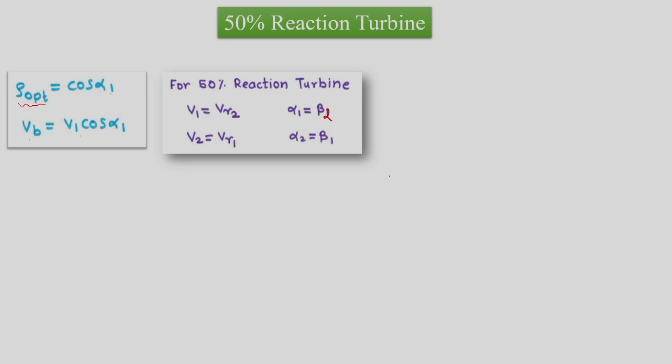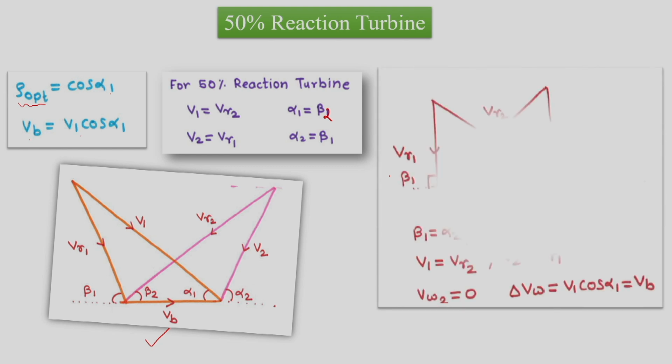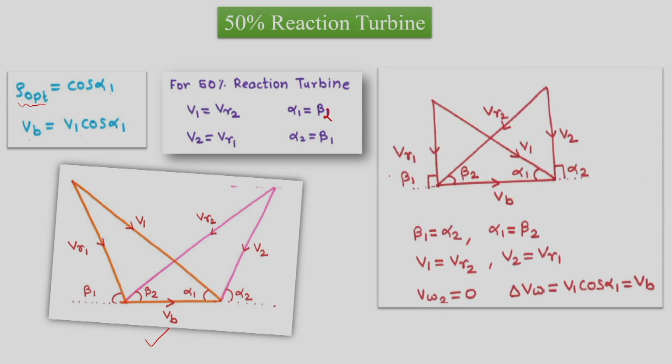So if we try to reconstitute the velocity triangle which was earlier like this, now this velocity triangle which was general for a 50% reaction turbine becomes this in case of optimum efficiency or maximum efficiency. Here this is V1, so this V1 and this Vb will have a relation which is rho optimum, which is V1 cos alpha is equal to Vb, and this is V2. V2 is having alpha 2 which is 90, which is equal to beta 1, and alpha 1 and beta 2 are equal.